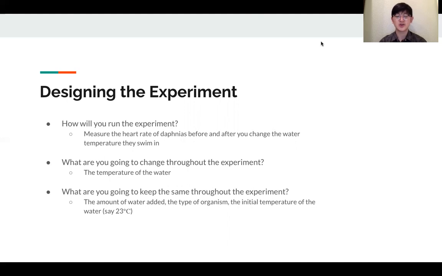So what are we going to change throughout the experiment? Like we mentioned earlier in our hypothesis and in our question, we want to know how the temperature of the water changes the heart rate. That means that throughout the experiment, we're going to be changing only the temperature of the water. And so consequently, a question might be, what are you going to keep the same throughout the experiment? Well, if we want to know the exclusive effect that temperature has on heart rate, we need to keep everything else the same. And that includes the amount of water added, the type of organism, and the initial temperature of the water, which we already defined as 23 degrees Celsius.